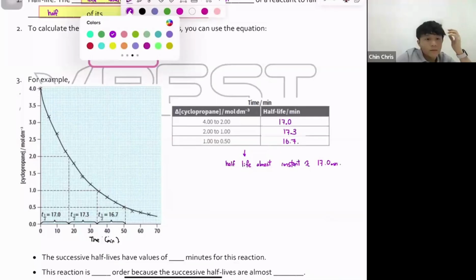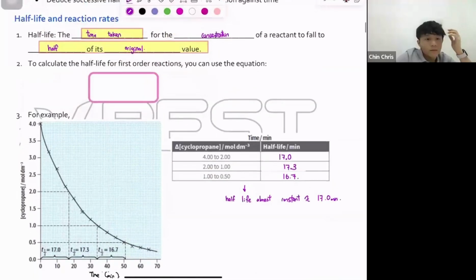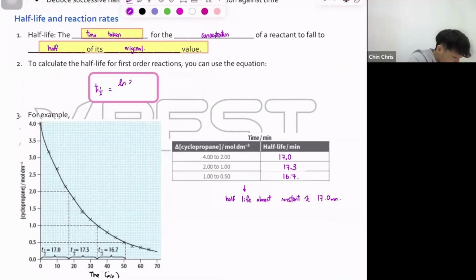All right, guys, next. Let's say your half-life is constant. How can you identify or calculate your half-life? I can say that half-life, T half, equals ln 2 divided by K. Highlight this equation: half-life equals ln 2 over K.